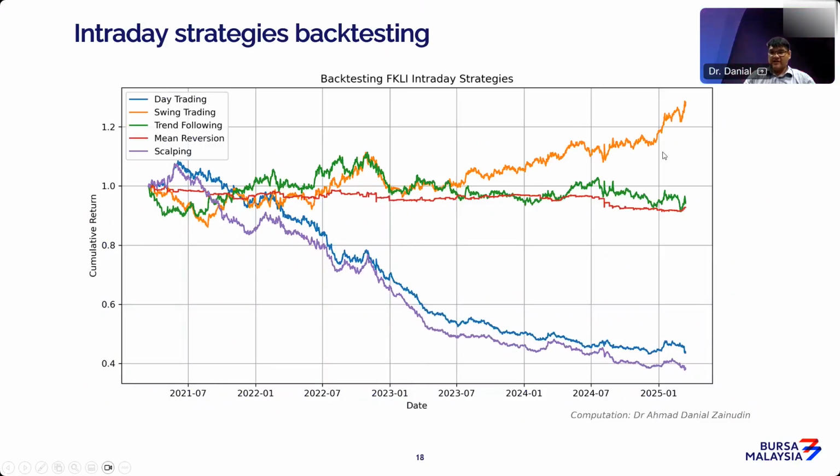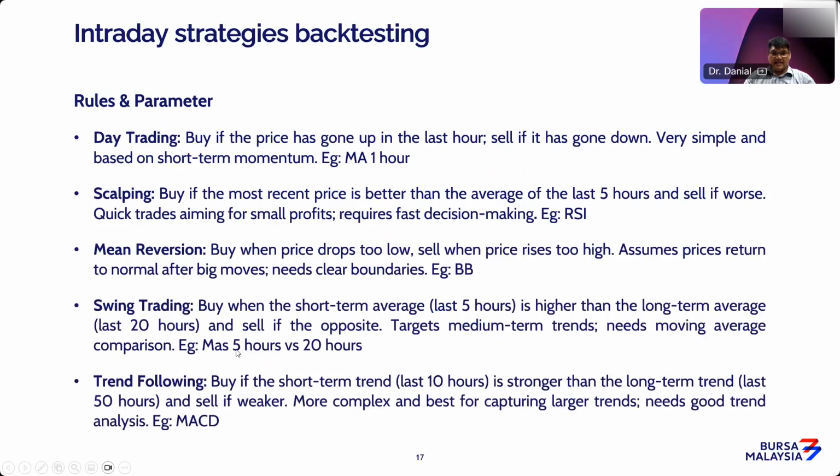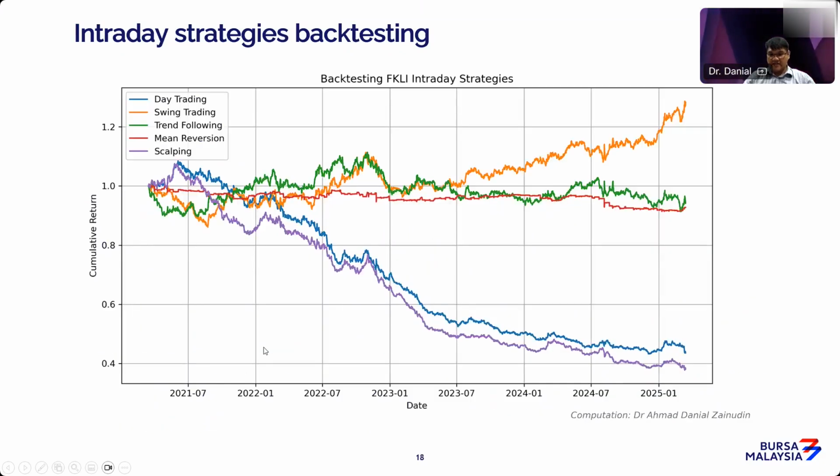The orange line here is really obvious. What will be the orange line? It's swing trading. The so-so ones, green and red, are trend following and mean reversion. The ones that we need to avoid are day trading and scalping, right? So overall, after COVID, I would say this is the COVID period, 2021 to 2022, it's good to use swing trading, as in MA crossover, to trade KLCI futures.